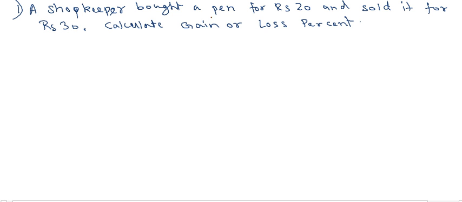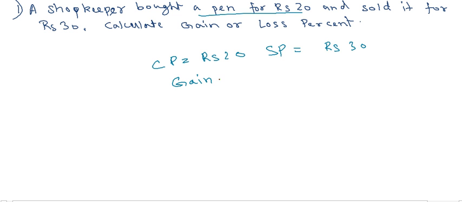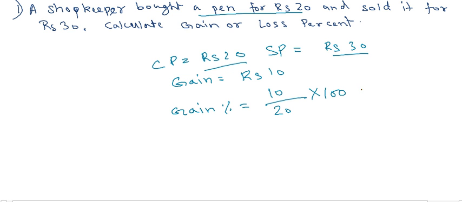So here CP is ₹20 and SP is ₹30, that is selling price. So gain equals ₹10, and definitely it's a gain as SP is more than CP. So we have gain percent equals gain by CP, that is 10 by 20 into 100%, that is 50% gain. So now let's move on to the next problem.